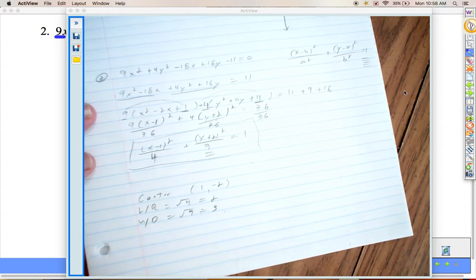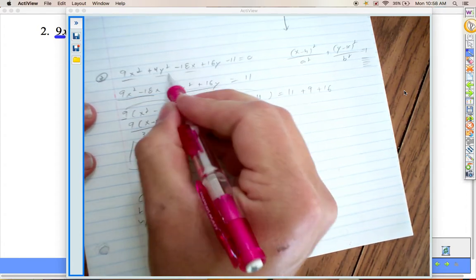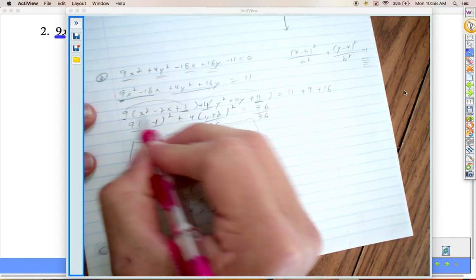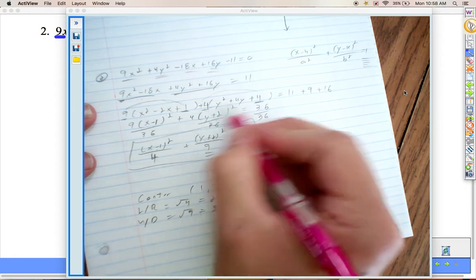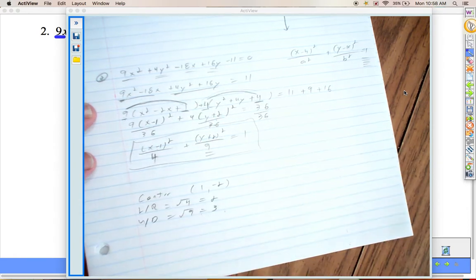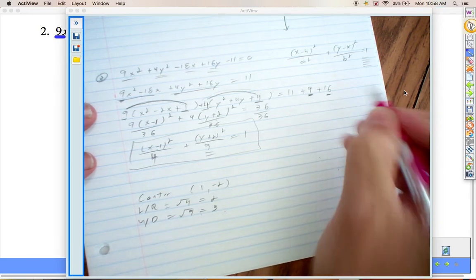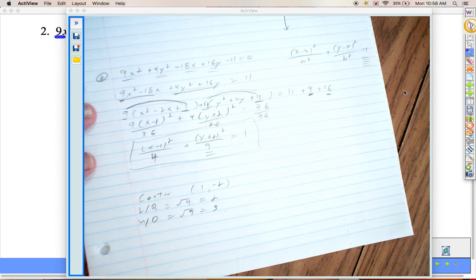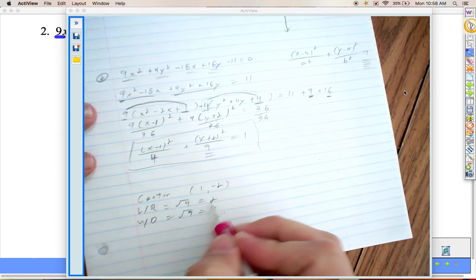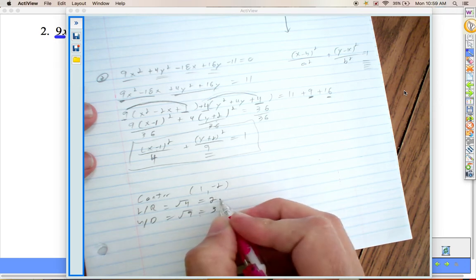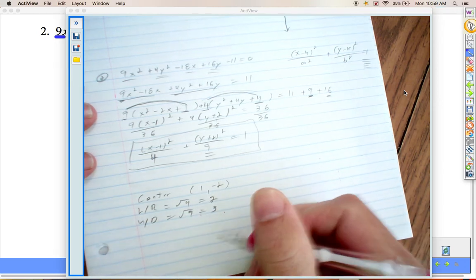The big thing is group your x's, group your y's, take out the leading coefficient, complete the square, and make sure you multiply that coefficient times the number you put in the back. That's where I'm getting 9 and 16 from. And then divide to set it equal to 1. I hope, given this information down here, we could draw that graph. Plot your center, left and right 2, up and down 3, connect the dots.